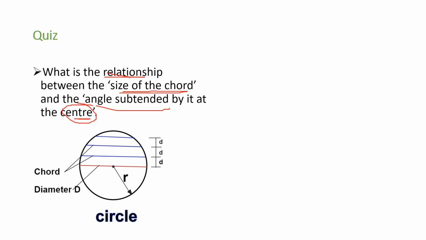This is a circle, and I have drawn chords of multiple lengths. So we have a smaller chord, bigger chord, longer chord, and longest chord, which of course is a diameter. Now tell me, which chord forms the largest angle at the center? Remember, at the center.